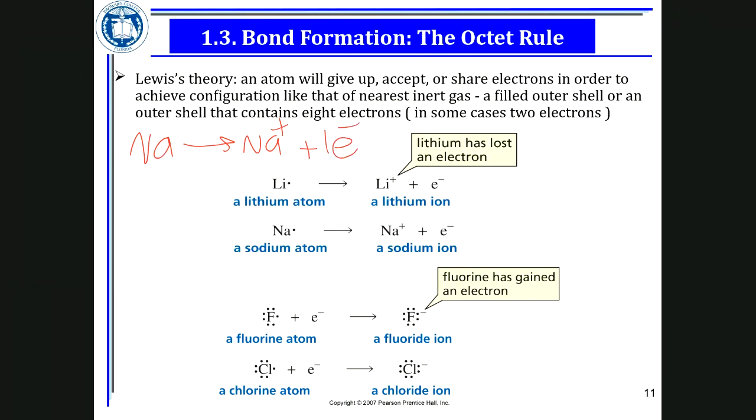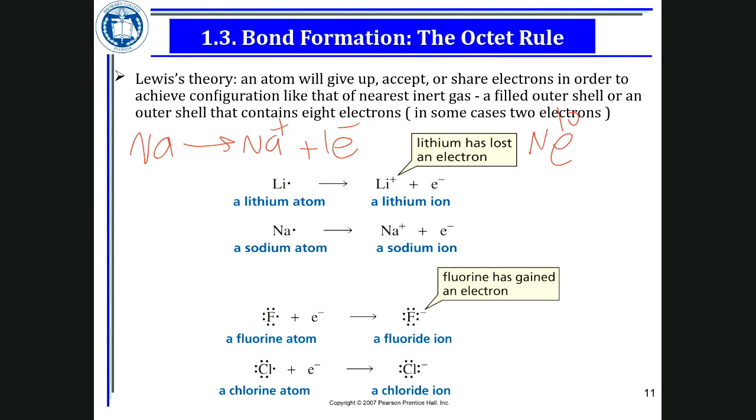Why is sodium losing an electron? Because sodium is in group 1A, has 1 valence electron, and in order to be stable, like neon with 10 electrons, it must lose 1 electron. So it's easy for sodium to lose an electron.